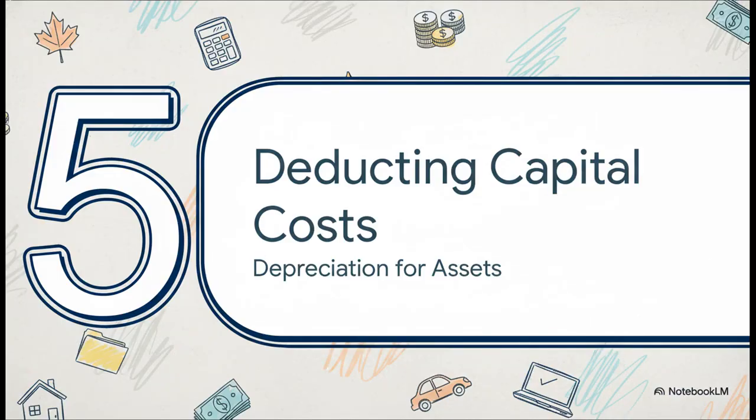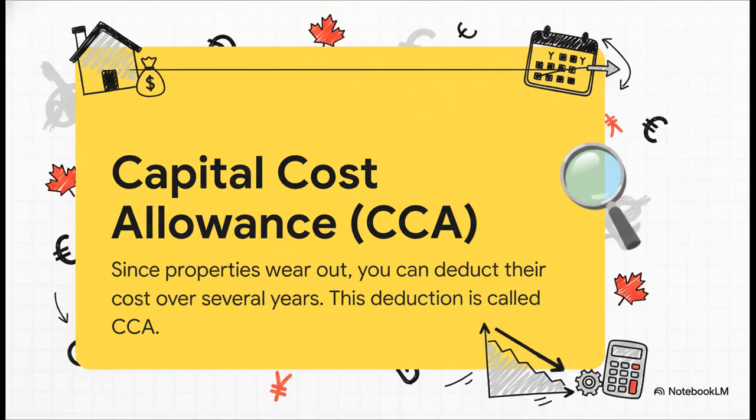All right, let's tackle a big one in Section 5. This is a topic that often seems really complex, but it's essential for any business that owns long-term assets. Things like buildings, vehicles, or equipment. We're talking about Capital Cost Allowance, or CCA. So, what on earth is CCA? Well, the simplest way to think about it is that it's the CRA's version of depreciation.